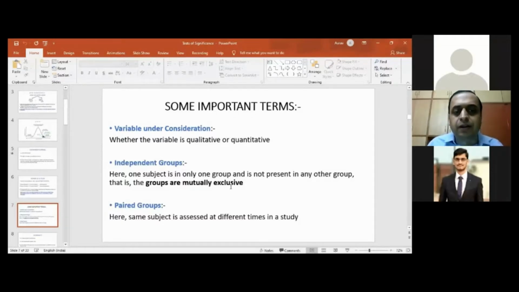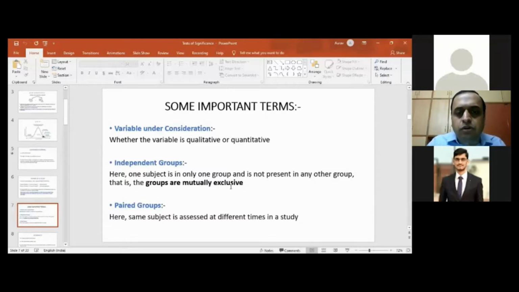Now coming to the paired group. Paired group just means that the same subject is assessed at different points in the study. Suppose a researcher wants to know the effect of giving iron on hemoglobin. He has a baseline hemoglobin of the patient before the start of iron, and then he wants to calculate the rise in hemoglobin after 1 month of iron therapy, and he wants to calculate the hemoglobin at the 10th day of therapy, 20th day of therapy, and 30th day of therapy.